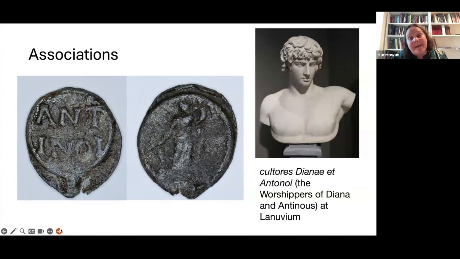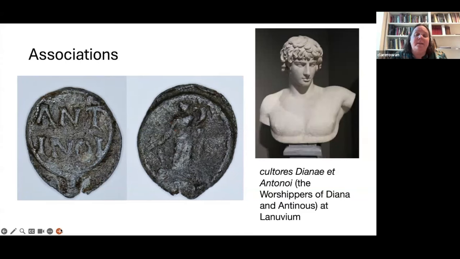So tokens could be made by individuals. They might also be made by associations. This is a very interesting token in the Hunterian that carries the legend Antinoi. I suspect this is probably a reference to a cultic group who worships Antinous, Hadrian's deceased lover. Lovely portrait of him there.